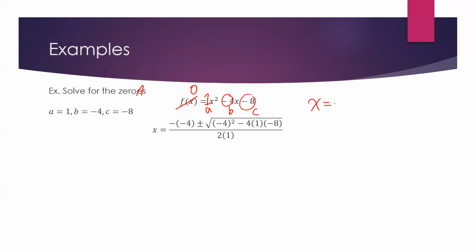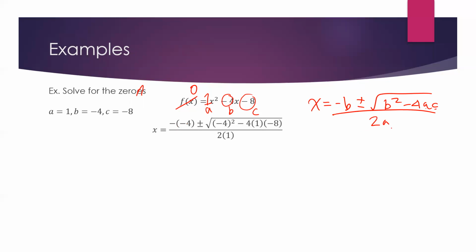I'll actually write it out here. -b plus or minus the square root of b squared minus 4ac, all over 2a. So what I'm going to do in this case is simply take the negative, I'm going to multiply -1 times -4, which is going to give me a positive, by the way, and then I have plus or minus the square root of -4 squared minus 4 times -1 times -8, all over 2 times -1.